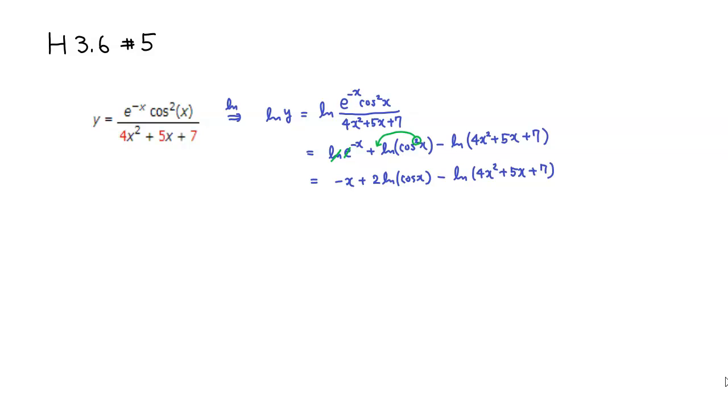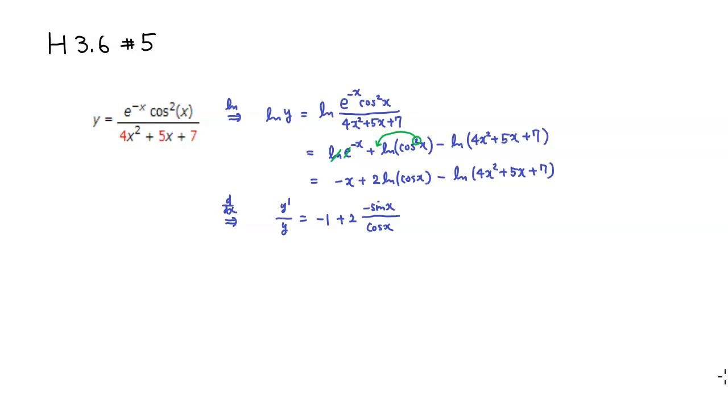Then we can take the derivative with respect to x. The derivative of the natural log of y: whatever is inside the log, you put on the bottom, and take its derivative and put it on top. The derivative of negative x is negative 1. Plus 2 times, and whatever you have inside the natural log, put it on the bottom, so you have cosine of x. Take the derivative of that and put it on top, so you have negative sine of x.